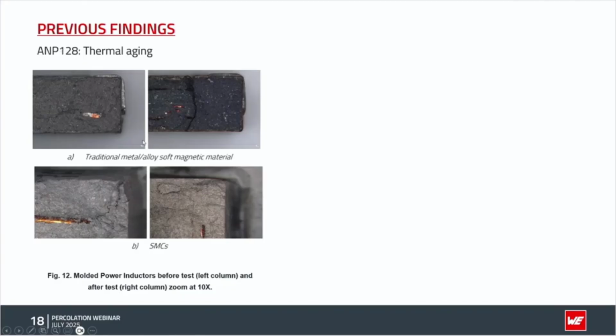On the other hand, we have the results of the thermal aging application note of our research team. We can see here traditional metal alloy soft magnetic materials, the ones that if you expose them to higher temperature, immediately get cracks. But with the new generation of materials, we have no experience with cracks, and we can assume that if you measure the resistance and the inductance and you have no cracks, maybe we don't suffer from percolation, or in this case, thermal aging.